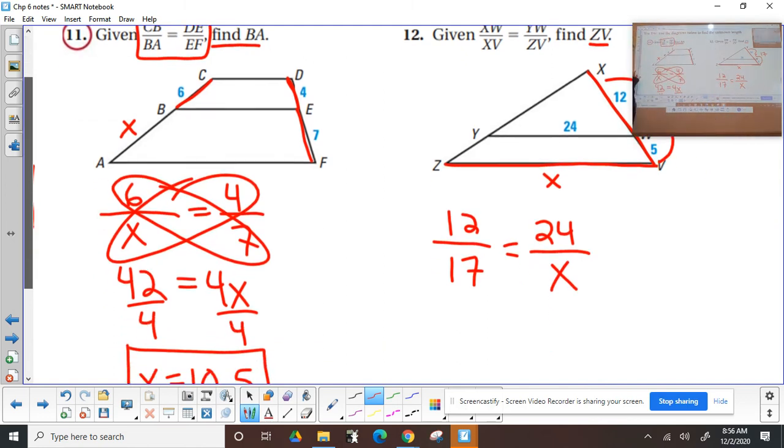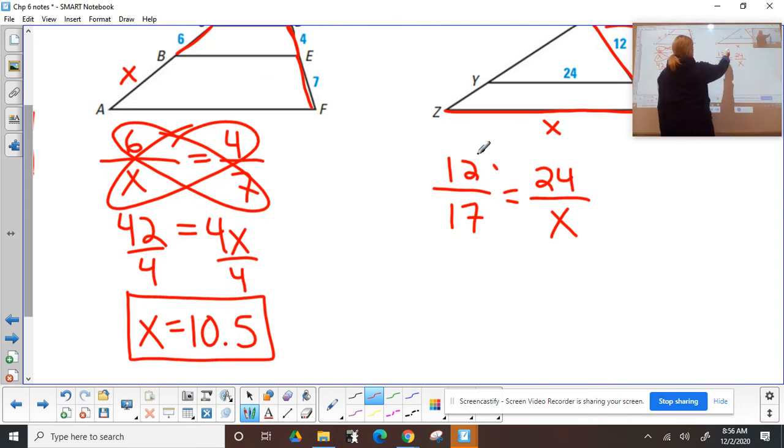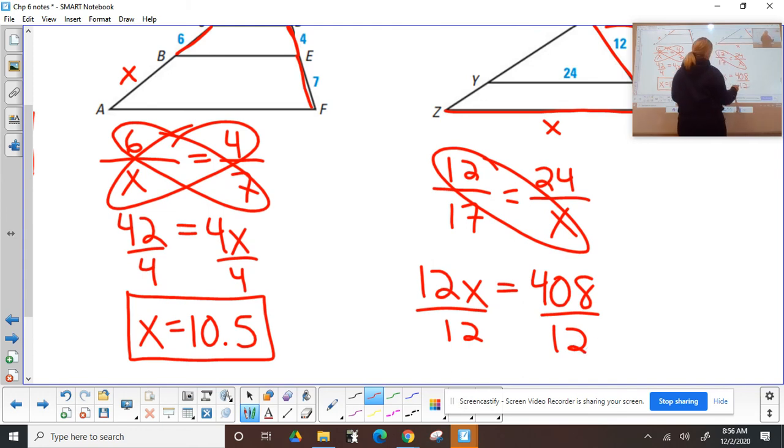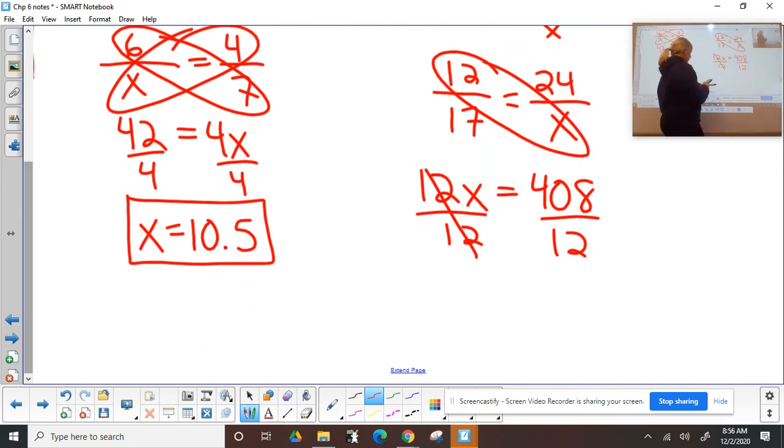Now that I've set up the proportion, I'm going to cross multiply. I'm going to do 12 times x, which is 12x. And then 24 times 17, I don't know off the top of my head, I don't want to spend time calculating it. So 24 times 17 is 408. I'm now going to divide both sides by 12 in order to solve for x. And x is equal to, I believe, 30? I believe it's 34, but let me just double check. It is, x equals 34.